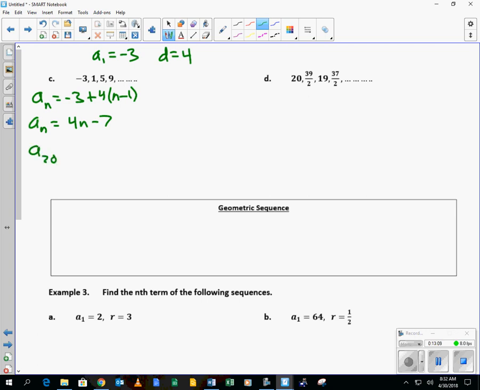So can we find the 20th term? 4 times 20 is 80. 80 minus 7 is 73. So it's like the rule of 62 fails. Ooh, the next one is more challenging. I have a sub 1 is 20, but what's d?